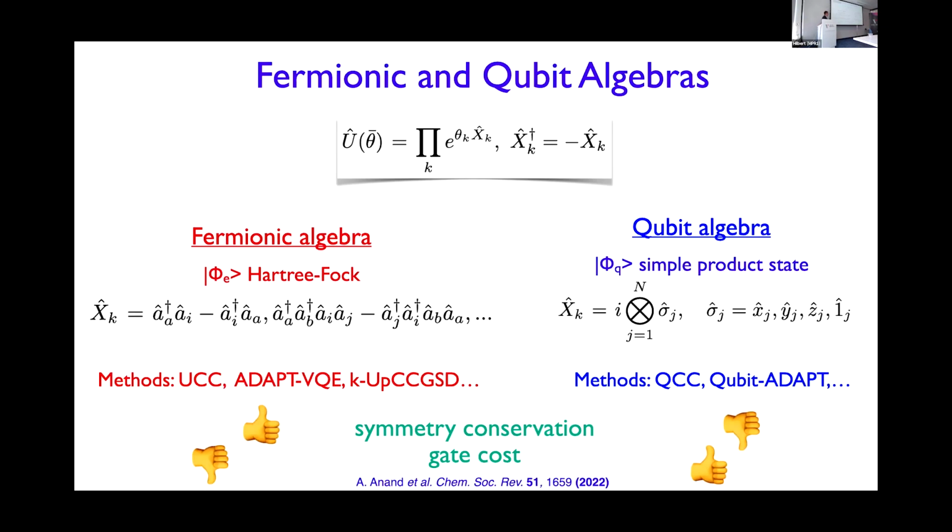Now, what are the advantages and disadvantages? So first of all, in the fermionic algebra, it's actually easier to preserve the symmetries, but there is a price you're paying in preserving the symmetries. The gate cost is usually higher.